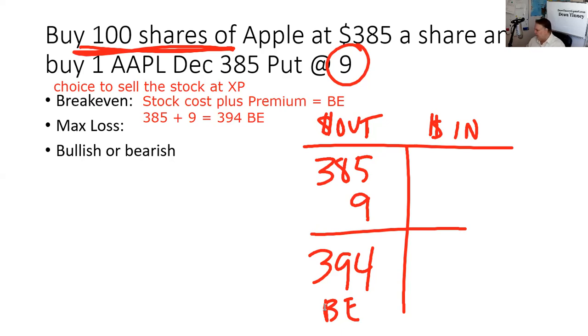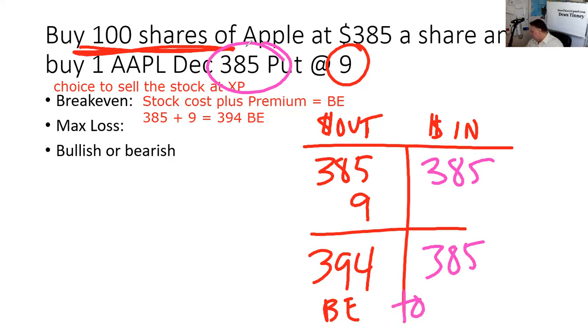Now, what's nifty about this is anytime I want, I can stick the Apple to somebody at $385. Pretty cool. The most I can lose is the break even to the strike price. The break even to the strike price. Pretty cool. Let's put that in there.